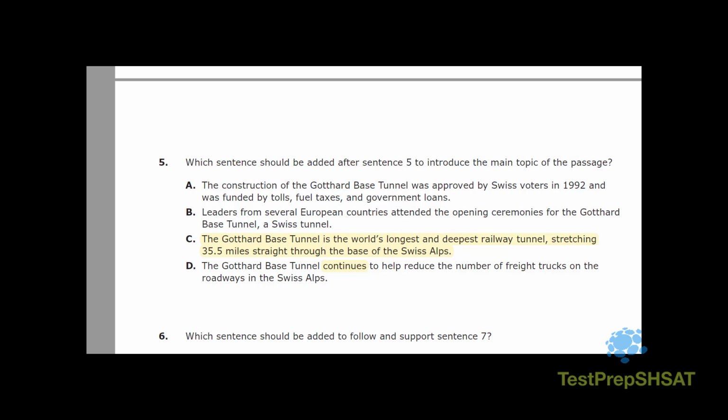Now, you may have read the passage already, but don't be confused to include the facts beyond the first paragraph, because that's where we are in terms of answering this question. And by the way, it's too narrow because we know people and goods and other things other than freight trucks specifically cross through the Goddard-based tunnel. So this answer choice is too narrow to be correct as well. So A, B, and D are not correct. The correct answer is C. It indicates what the Goddard-based tunnel is. They told us it's the solution, and we need to understand what it is and perhaps something about why it's the solution, because it's the world's longest, deepest railway tunnel stretching 35.5 miles through the base of the Swiss Alps.